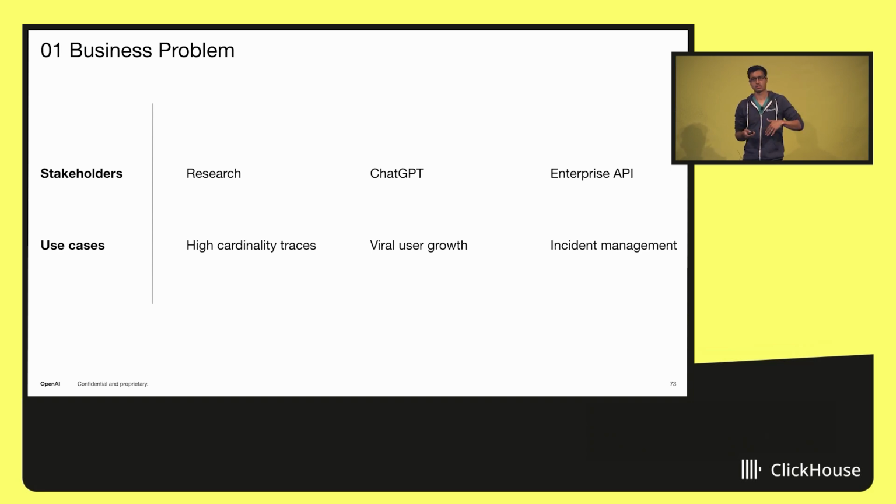Researchers need high cardinality traces. They're training billions of models on millions of GPUs and want to know what's going on. ChatGPT is growing faster than any app I've ever seen. And more users means more servers, means more logs. And so our ingest needs to scale. And when you have a consumer app and an enterprise app, SLAs matter, right? An engineer gets paged at 3 in the morning, and something's wrong. And you need to use your observability stack to figure out what's going on.